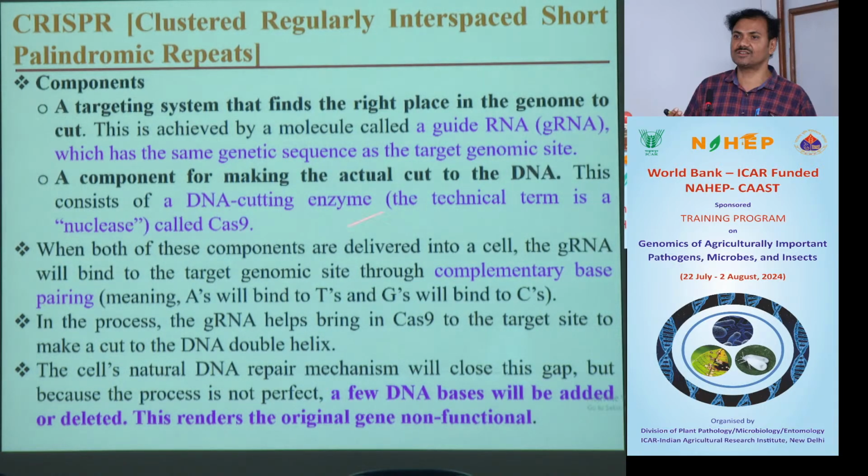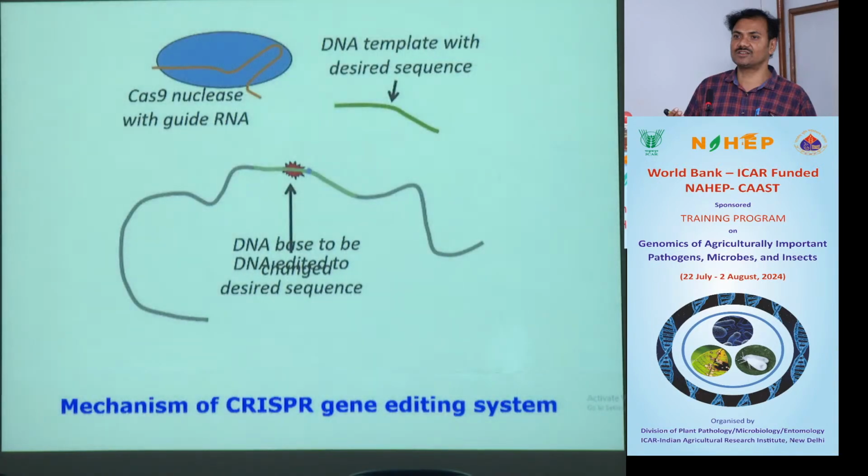So Cas9 is the nuclease, and the guide RNA will have homology to the target. You transform both, and based on the complementarity it will go and edit the target, and then you can develop a mutant. As shown here, this is the complex of Cas9 nuclease with guide RNA, and this is the host genome.